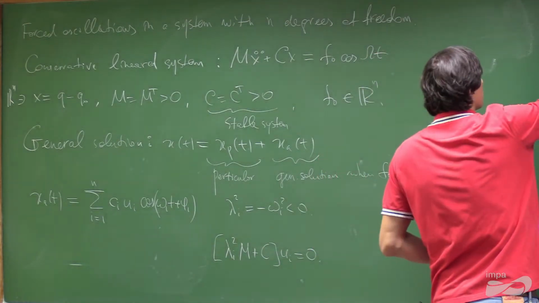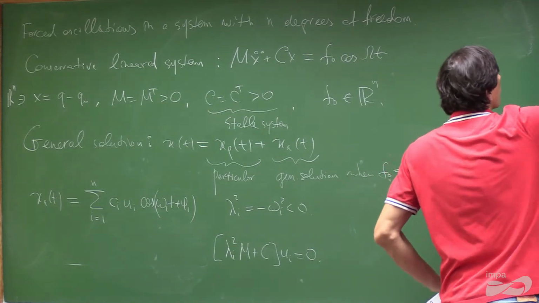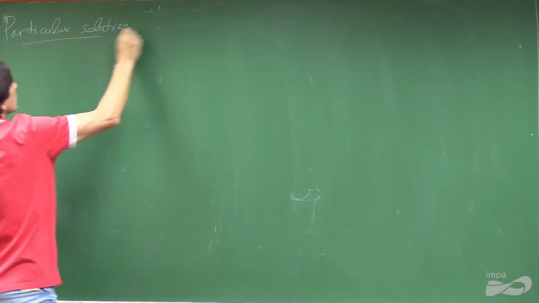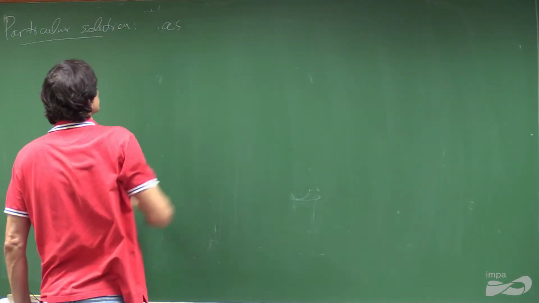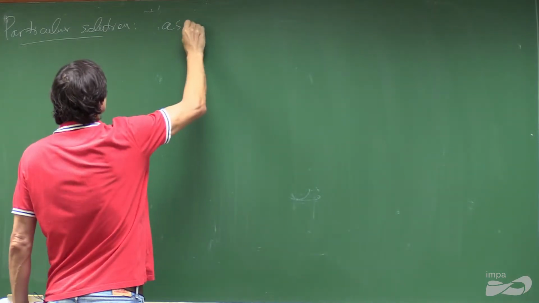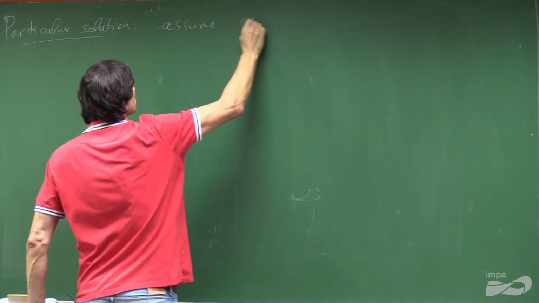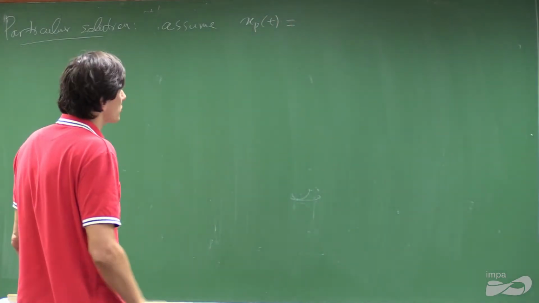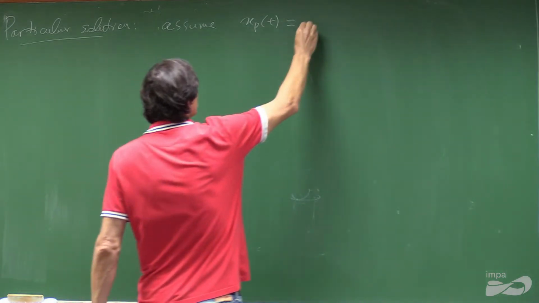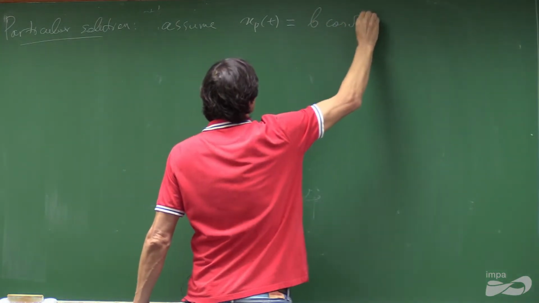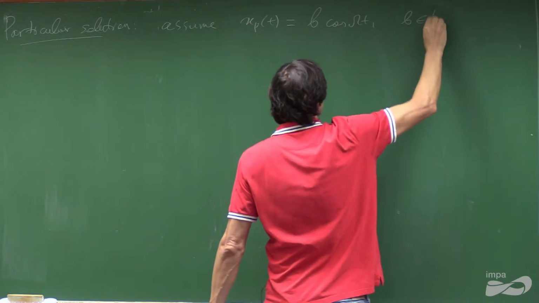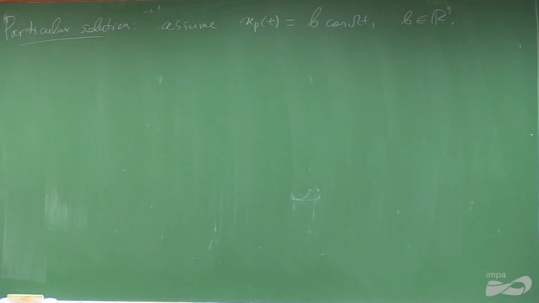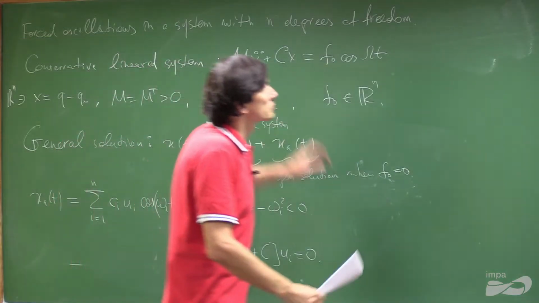So, particular solution. We just guess the right form. We assume exactly the same thing we did before. We take b cosine omega t, where b is now a vector. You substitute it, and it should satisfy the full system. So we substitute it into the system.